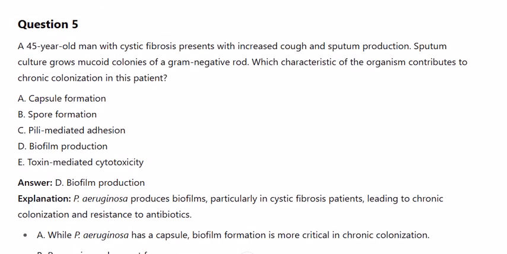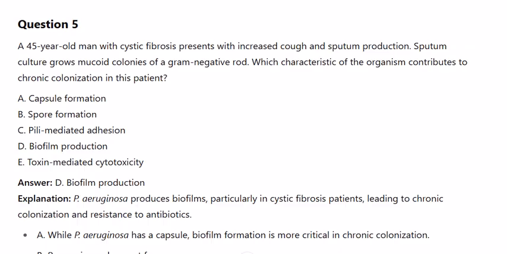Question 5. A 45-year-old man with cystic fibrosis presents with increased cough and sputum production. Sputum culture grows mucoid colonies of a gram-negative rod. Which characteristic of the organism contributes to chronic colonization in this patient? A. Capsule formation. B. Spore formation. C. Pili-mediated adhesion. D. Biofilm production. E. Toxin-mediated cytotoxicity. Answer: D.